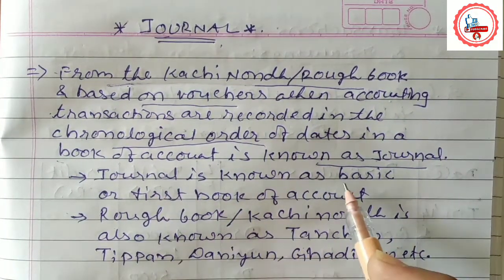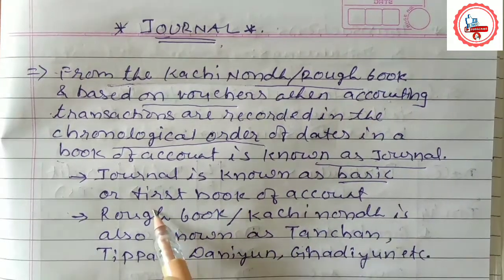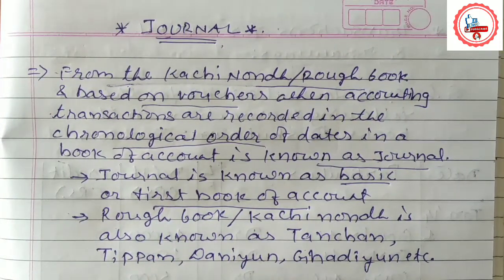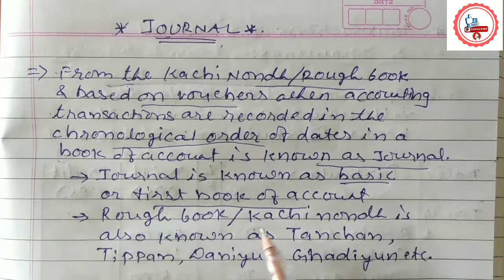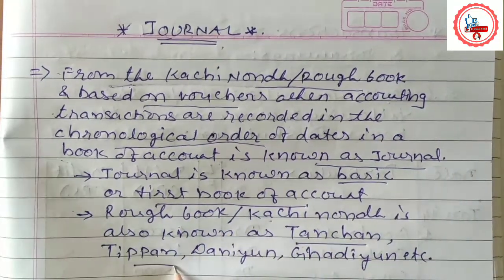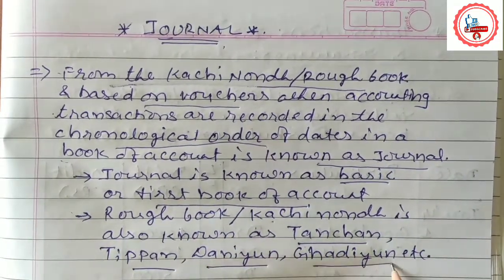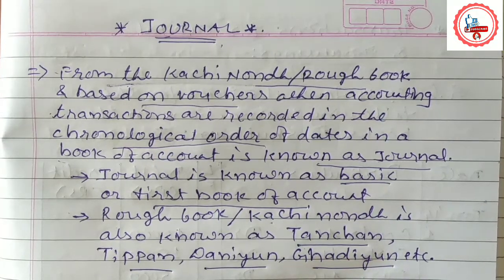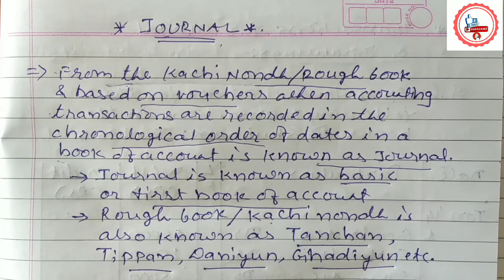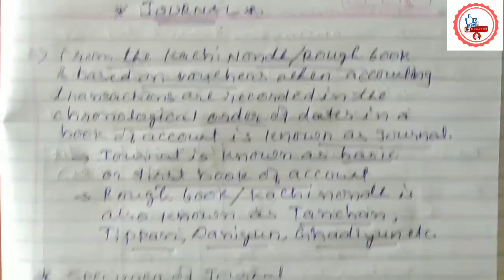Journal is known as the basic or first book of account, and the rough book where we initially record such transactions, the rough book or kachi nod, is also known as tanchan, tippan, danyu or gadiyu. Let us see the basic specimen of a journal entry, then your concept will be clear.